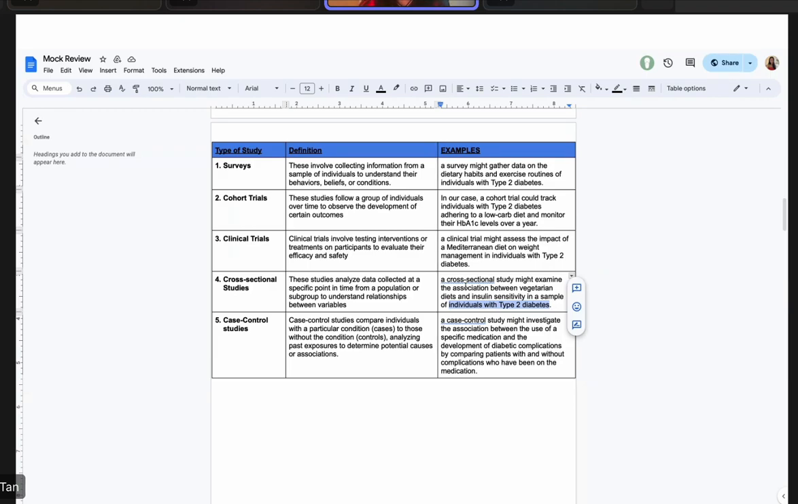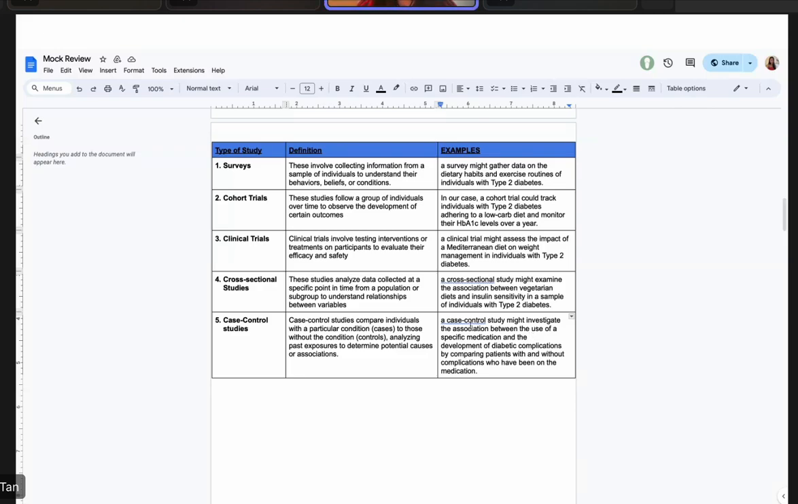So that would be a cross-sectional study. It's more about associations. Now, case control studies compare individuals with a particular condition, so cases, to those without the condition, so controls, that's why it's called case control, analyzing past exposures to determine potential causes or associations. So again, these are also associations, but it's more about risk factors in a way.